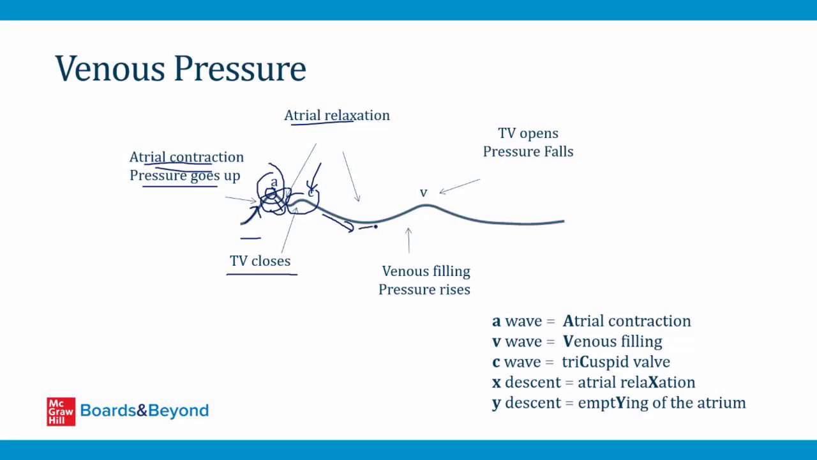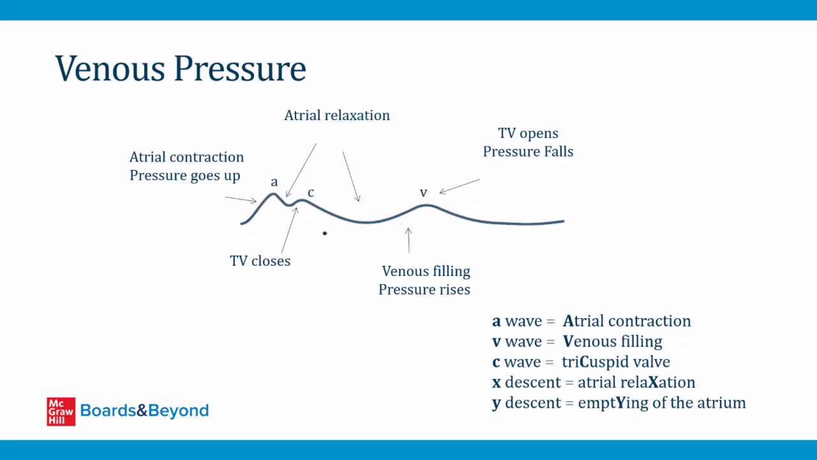Then we have continued relaxation of the atria, causing the pressure to fall until it reaches a low point right here. At this point, the right atrium has relaxed as much as it's going to relax, and it starts to fill with blood from the veins in the body, causing the pressure to rise. Eventually, the pressure gets so high that it opens the tricuspid valve. When pressure in the right atrium is higher than pressure in the right ventricle, that will push open the tricuspid valve. At that point, blood starts to leave the right atrium, leave the venous system, and it leaves behind a peak in the tracing called the V wave. That V wave occurs because the tricuspid valve opens, causing pressure to start to fall.